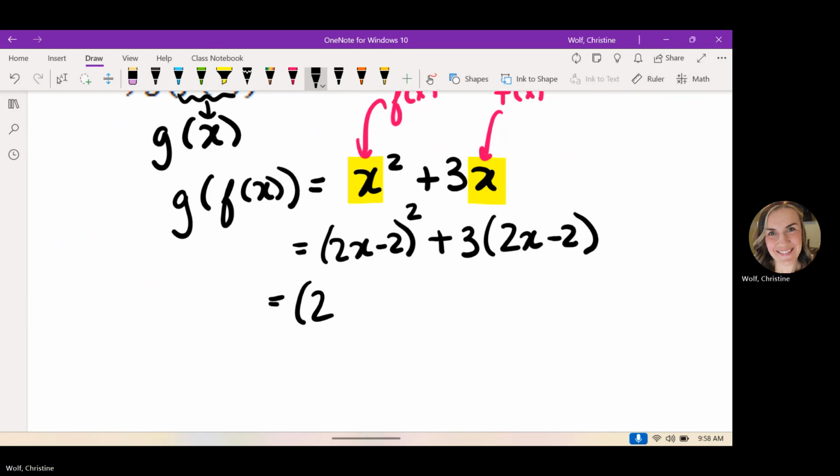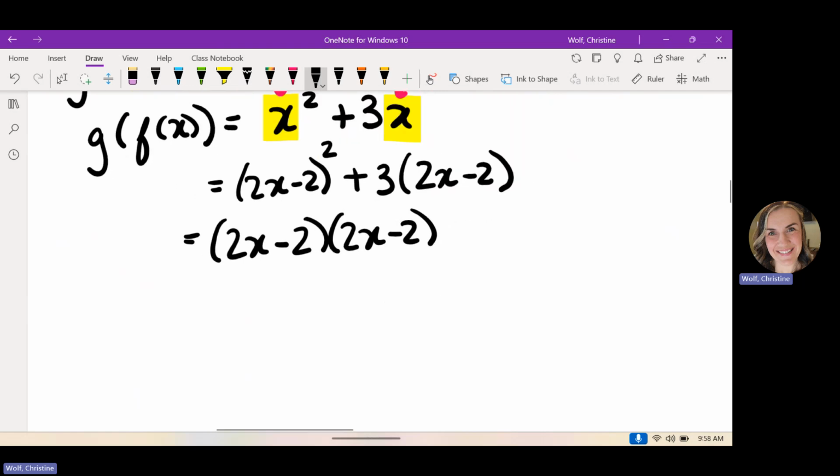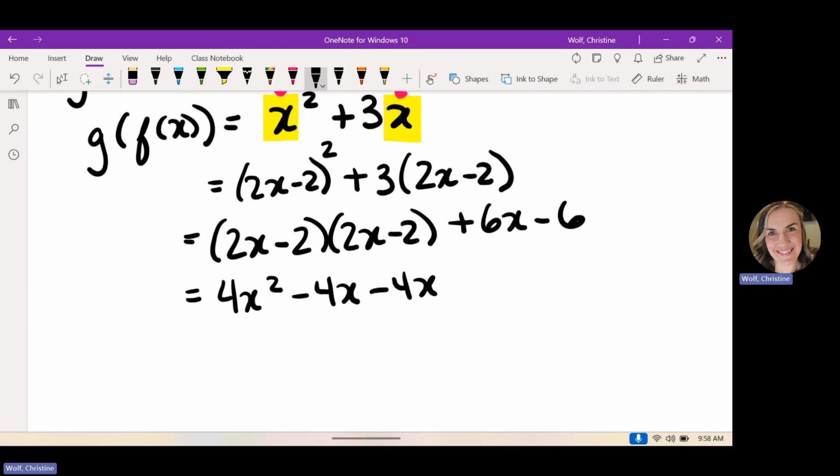Now, when something is squared, it does not just mean you just put the 2 into both terms. It means you have to actually FOIL it, expand it. But then this 3 can just get sent in at the back there, and I get 6 and 6. When I FOIL this guy, I get 4x squared minus 4x minus 4x plus 4. And then I still have the 6x minus 6.